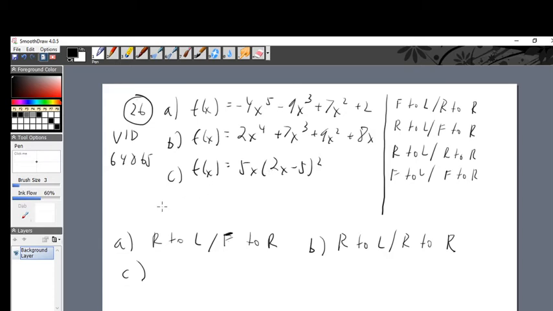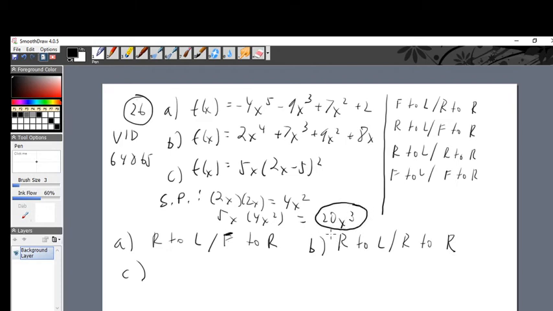Well, here's my scrap paper for C. (2x) squared is going to be 2x times 2x, which is equal to 4x squared. Then I take this 5x and multiply times 4x squared, and I get 20x cubed. So here's my leading term. It's a positive coefficient and an odd exponent. So what's the answer for C?